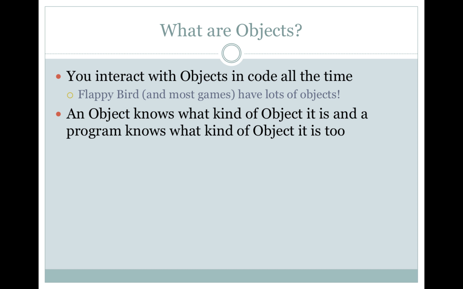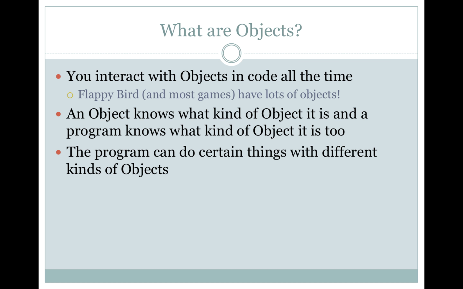And this is going to be vague, and don't worry if you don't understand it yet, but an object knows what kind of object it is, and a program knows what kind of object the object is as well. So, like, you know that you're a human, and the program knows that you're a human, that kind of thing, okay? And so the program can do certain things with different kinds of objects. It knows that you're a human, so it can tell you to walk, and that object will walk, okay?